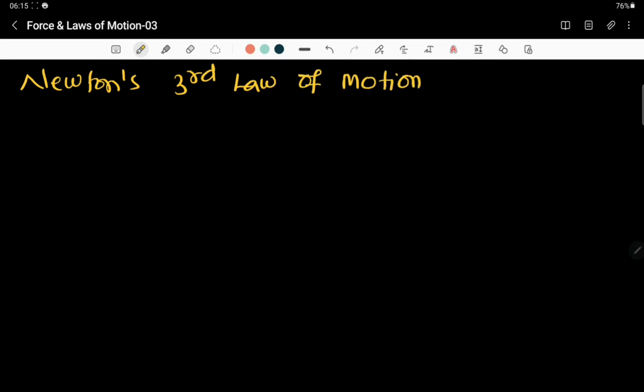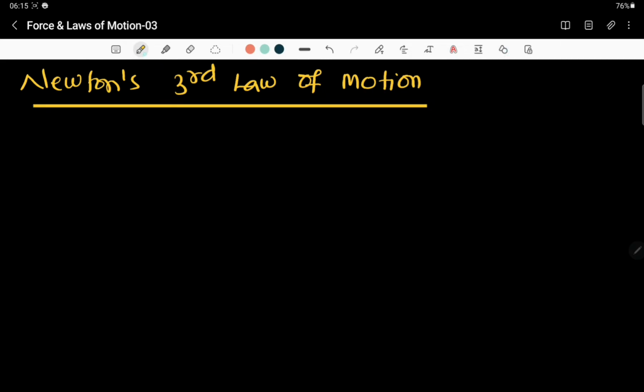So without wasting much of our time, let's get started with Newton's third law of motion. So everybody is going to put the heading Newton's third law of motion. So what is this Newton's third law of motion? We'll see that. Alright, let's have a look at this Newton's third law of motion.